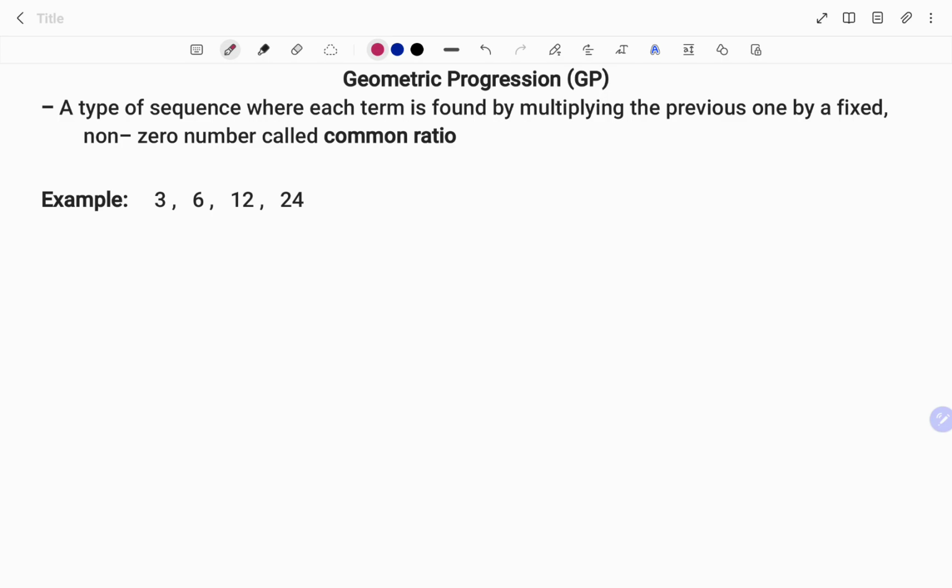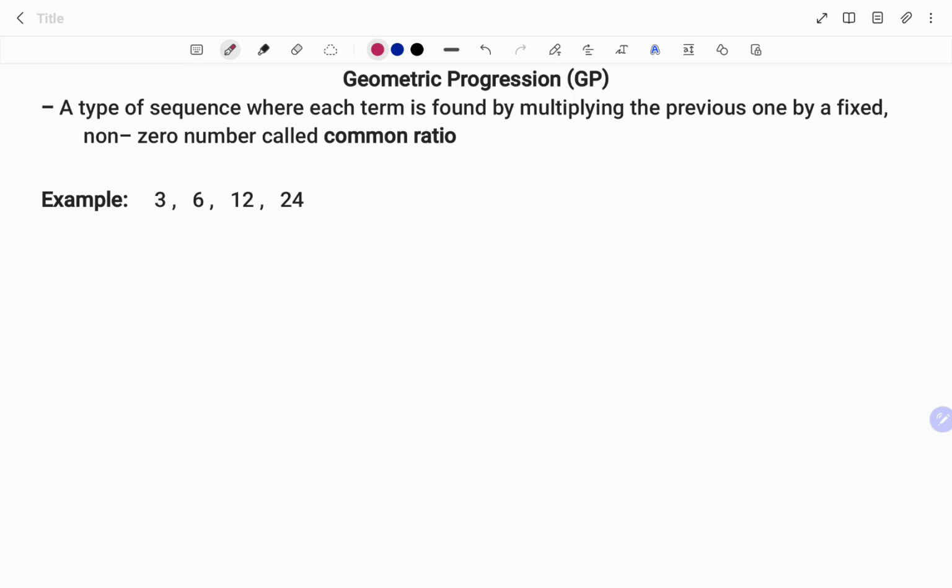A geometric progression is a type of sequence where each term is found by multiplying the previous one by a fixed non-zero number called the common ratio. In this example, we have the sequence 3, 6, 12, and 24.